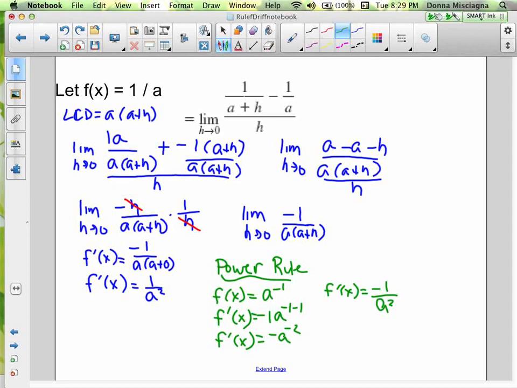And notice that's what we got, except for some reason I dropped the negative. That's what we got when we used the limit definition. All I had to do was copy my negative in there. All right? So the power rule also applies to negative exponents.